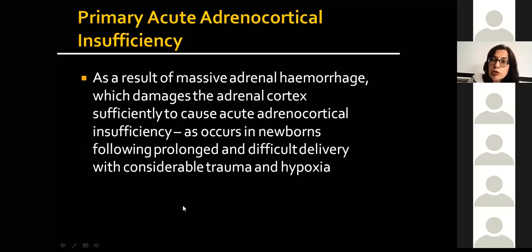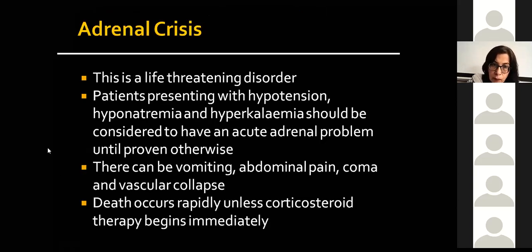Or it can be a result of massive adrenal hemorrhage in the adrenal gland, which damages the adrenal cortex to cause acute adrenocortical insufficiency. This occurs in newborns following prolonged and difficult delivery with considerable trauma and hypoxia. So these are the cases in which primary acute adrenocortical insufficiency can occur.